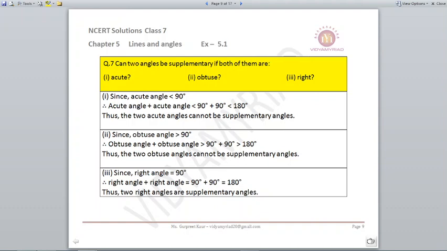Same way, let us take an example of obtuse angles. Suppose the angle is 100 degrees and another angle is 150 degrees. So 100 plus 150 gives you 250, that is much more than 180 degrees. So we can say that if we add two obtuse angles together, their sum will be greater than 180 degrees. So they cannot be supplementary angles. So in this case, the only correct option is right angles. Only when both the angles are 90 degrees can we have supplementary angles.